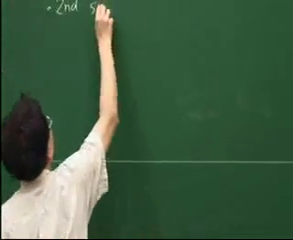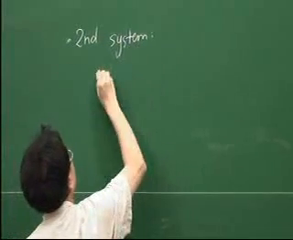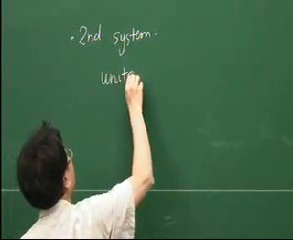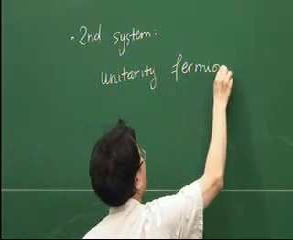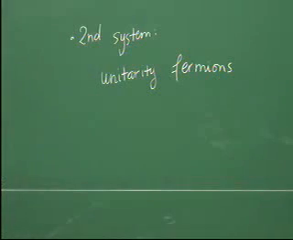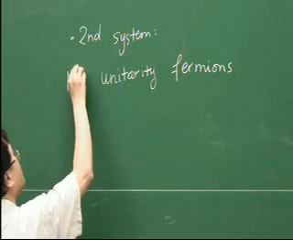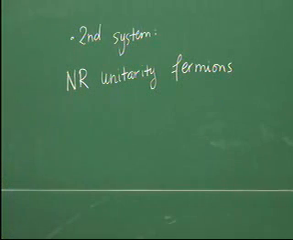The second system is the unitary fermions. I will not attempt to describe the system right now. I will postpone that for a later lecture. It's a non-relativistic system, and I like this system. I'd like to talk about it here because it's a system that is made and studied experimentally in this building.